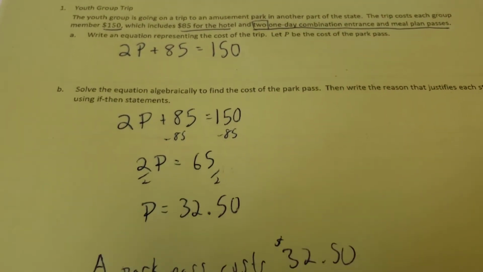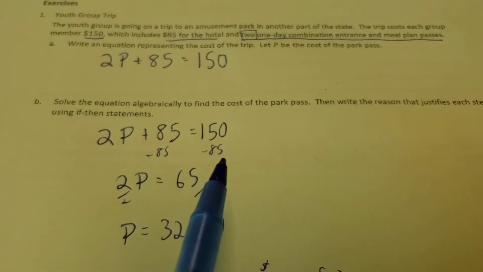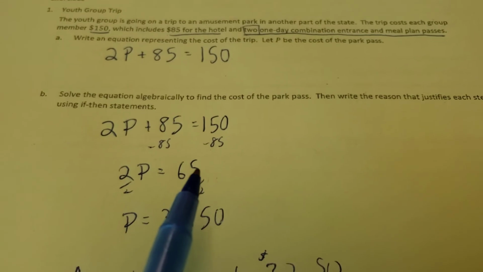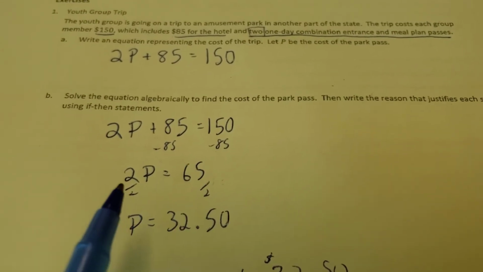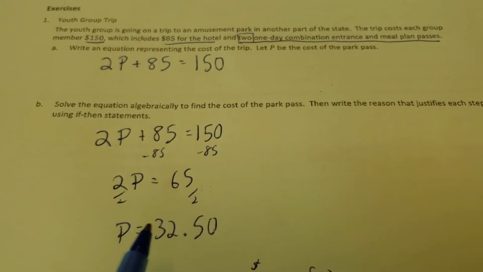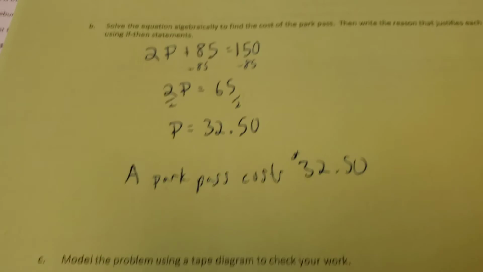So now, if I solve that, remember, I take away the 85 first from each side. So instead of plus 85, we minus 85. Left with 2P equals 65. So that's how much you spend on the 2 park passes. Well, divide by 2, because we don't want 2 of them. We want to find out what the cost of one of them is. Divide by 2, and we get P equals $32.50. So a park pass costs $32.50.